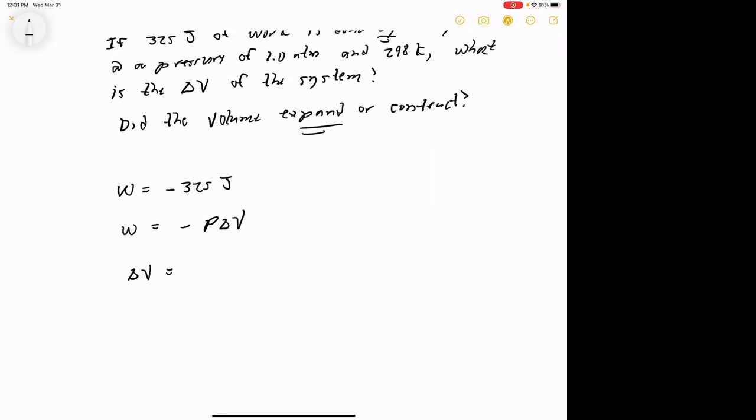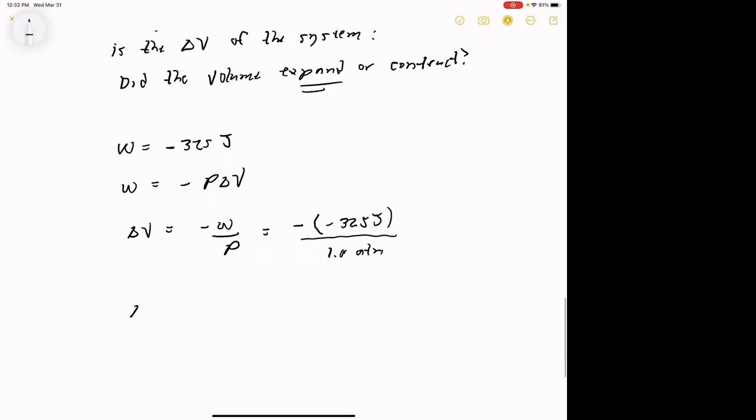So delta V is going to equal minus the work divided by the pressure. Okay, so let's stick some numbers in here. I have to carry that negative through. So now I've got a minus 325 that I'm going to stick in for the work. And I've got a pressure, right? The pressure is 1.0 atmospheres because that's what I'm expanding against. All right. So notice what happens to the negative signs there. They cancel each other out, right? So my delta V turns out to be 325 positive joules per atmosphere.